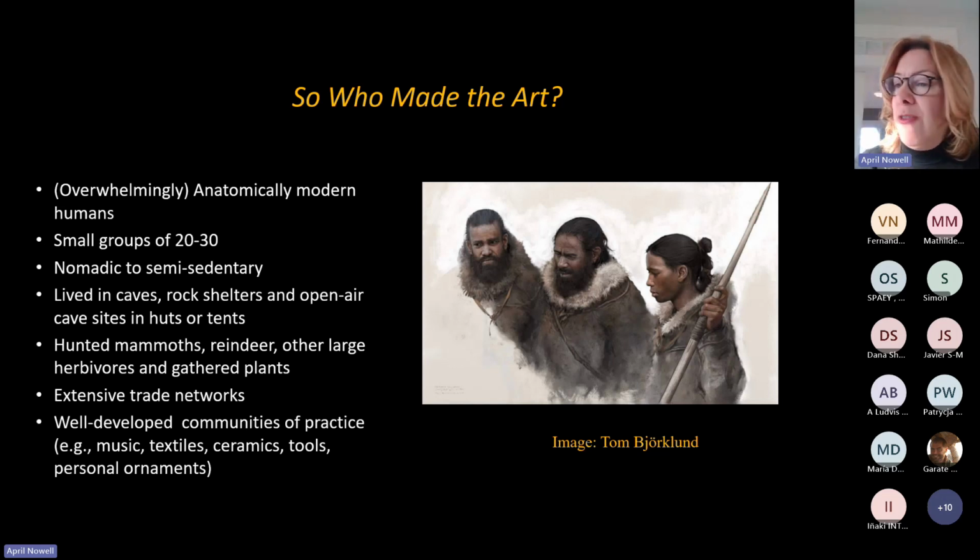So we have shells, we have mammoth ivory moving across the continent, and they have well-developed communities of practice, as we'll see, around ceramics, but also around tool production, music, textiles, and personal ornaments. So these, in a general sense, are the people who are making the art, both parietal and portable art, that we saw in the previous slides.